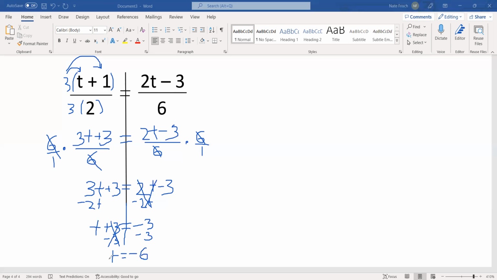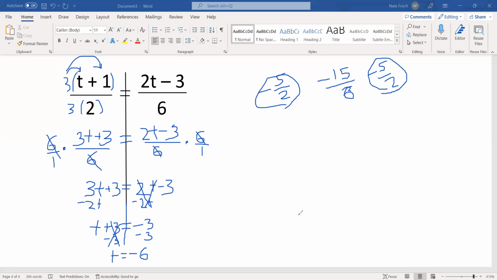And just a reminder, you can always check your answer. If t is negative 6, well, let's see. Negative 6 plus 1 would be negative 5 over 2. I'm just going to write that over here. Here, I'm just checking. I said t is negative 6. So 2 times negative 6 should be a negative 12. Negative 12 minus 3 is negative 15 over 6. Well, both 15 and 6 are divisible by 3. If I divide those both by 3, I will get 5 halves, which is the same as what I had there. So checking work doesn't take very long. Whatever you found for t, just put in for the t's in each side and check it. So that's one way to do it.